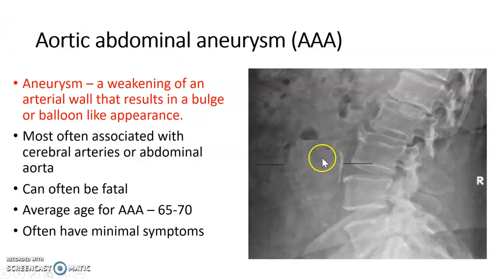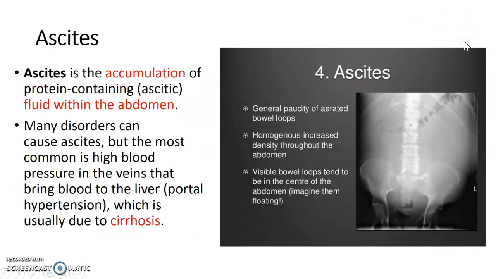Most of these patients, if they're concerned about AAA, go to CAT scan. They don't come to us. But potentially, we could pick it up on, say, like this lateral spine radiograph right here. So it can often be fatal. Average age for a AAA is 65 to 70, and a lot of times it's tricky because the patient actually has minimal to no symptoms, and it happens very quickly, and they can burst very quickly.